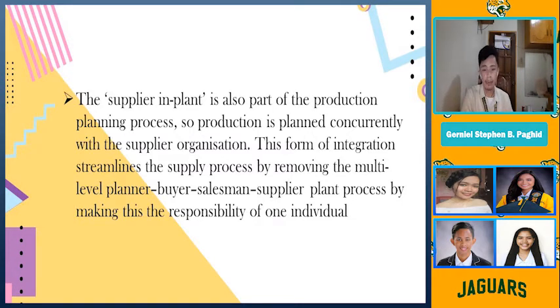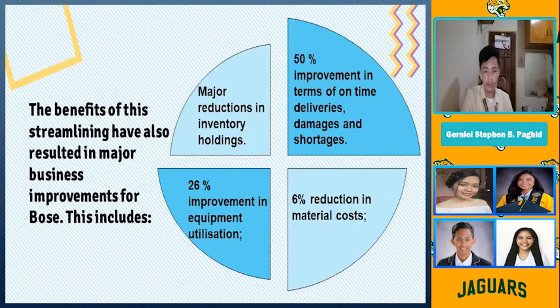The supplier in plant is also part of the production planning process, so production is planned concurrently with the supplier organization. This form of integration streamlines the supply process by removing the multi-level planner, buyer, salesman, supplier, plant process by making this the responsibility of one individual. This dramatically reduces the demand uncertainty experienced by the supplier organization. The benefits of this streamlining have also resulted in major business improvements for both.